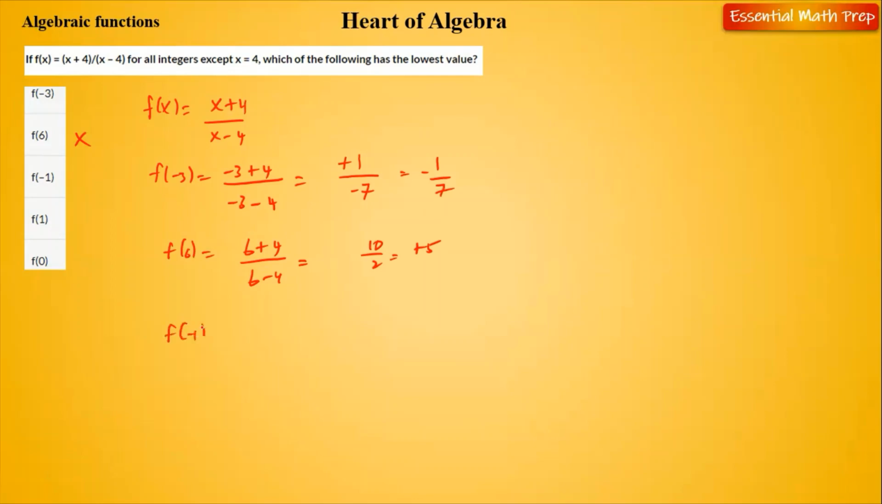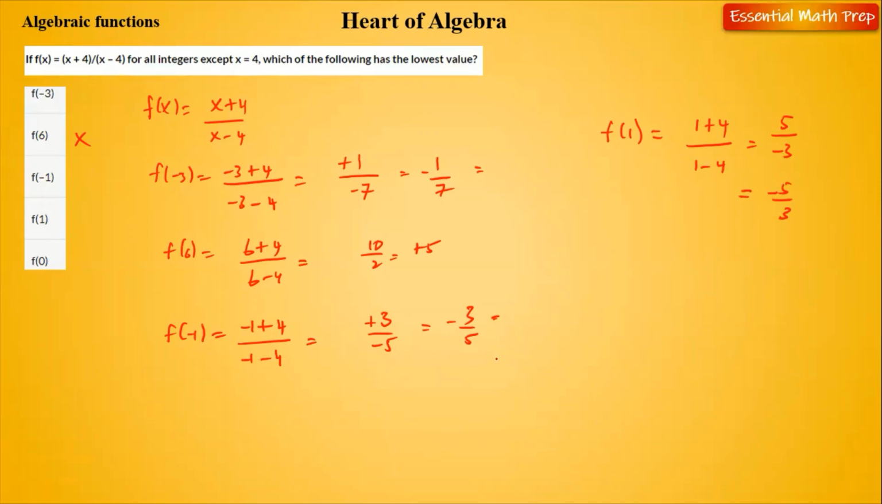Let's go to f of -1. -1 plus 4 over -1 minus 4. This would be 3 over -5. So this is -3 over 5. Does that make sense? We can get a value eventually, but for now, let's just go ahead and do the rest. So f of 1 would be 1 plus 4 over 1 minus 4. That'll be 5 over -3. So that would be -5 over 3. And then f of 0 would be 0 plus 4 over 0 minus 4. That'll be 4 over -4, which equals -1.